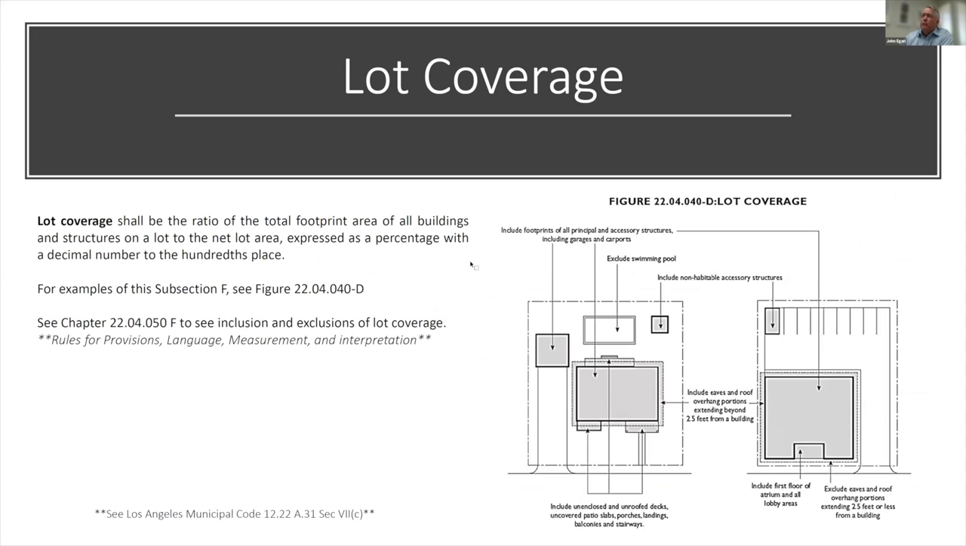Next one to check, lot coverage. Some of the areas you'll find will say that you have to maintain a certain amount of area for the site open to the sky. We've seen areas that have say 50%, or it could be less. City of Los Angeles in some areas has lot coverage restrictions. In other areas, it's just based upon the required setbacks for the lot itself.